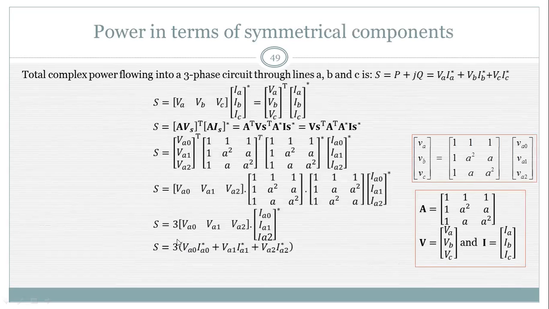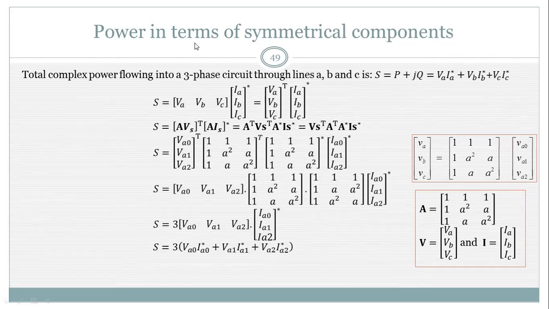And now this is a theoretical derivation. We know the complex power equation: P plus jQ is equal to voltage times current conjugate. If we write this power equation for a three-phase system, it is VA times IA conjugate plus VB times IB conjugate plus VC times IC conjugate. Obviously, this is the three-phase complex power equation.